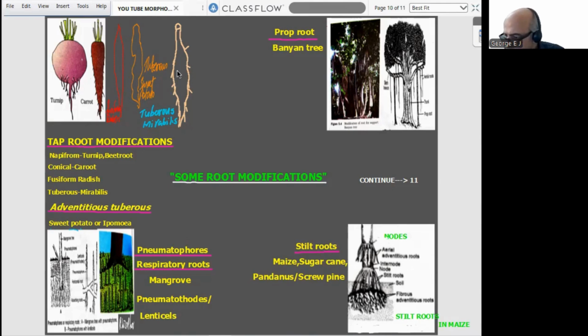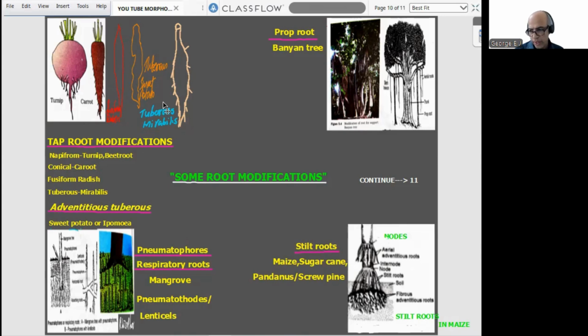And here you can find tuberous. Tuberous means irregular shape, and the example is Mirabilis. So these are the four taproot modifications. Now here you can find sweet potato, that is adventitious tuberous. Sweet potato or Ipomoea. So these four are taproot modifications, and this is an adventitious tuberous modification.